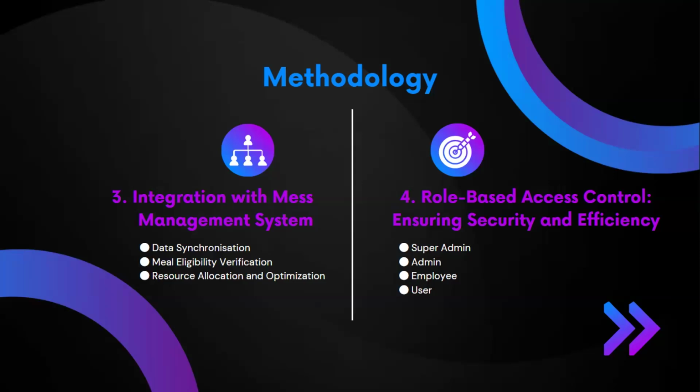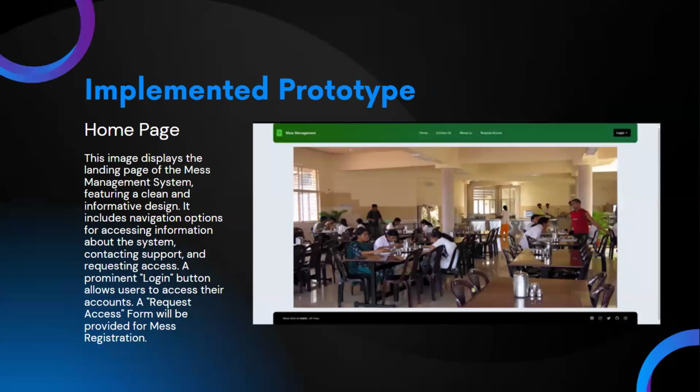Next is role-based access control, RBAC. Robust role-based access control ensures secure access to data and functionality based on user role and permissions. Next is the implemented prototype. Our prototype showcases the user-friendly interface and key features.